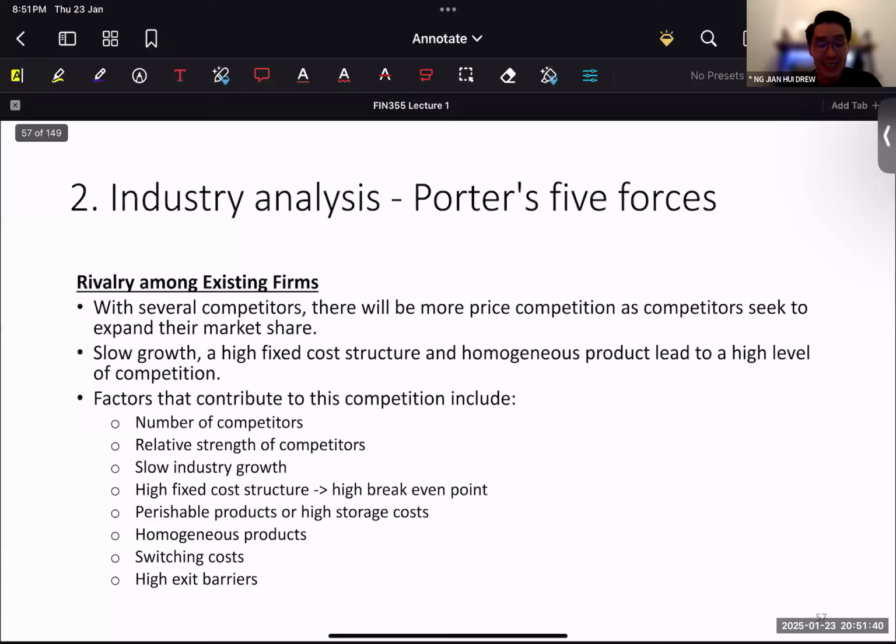Rivalry amongst existing firms. Existing firms can also compete with each other to expand their market share. A classic example of this is your Cold Storage versus NTUC, right? They all try to increase their market share. Of course, they are differentiated because your Cold Storage generally caters to more premium products versus your FairPrice, which has more economical products, right? But of course, they all try to expand market share in terms of grocery stores in Singapore.